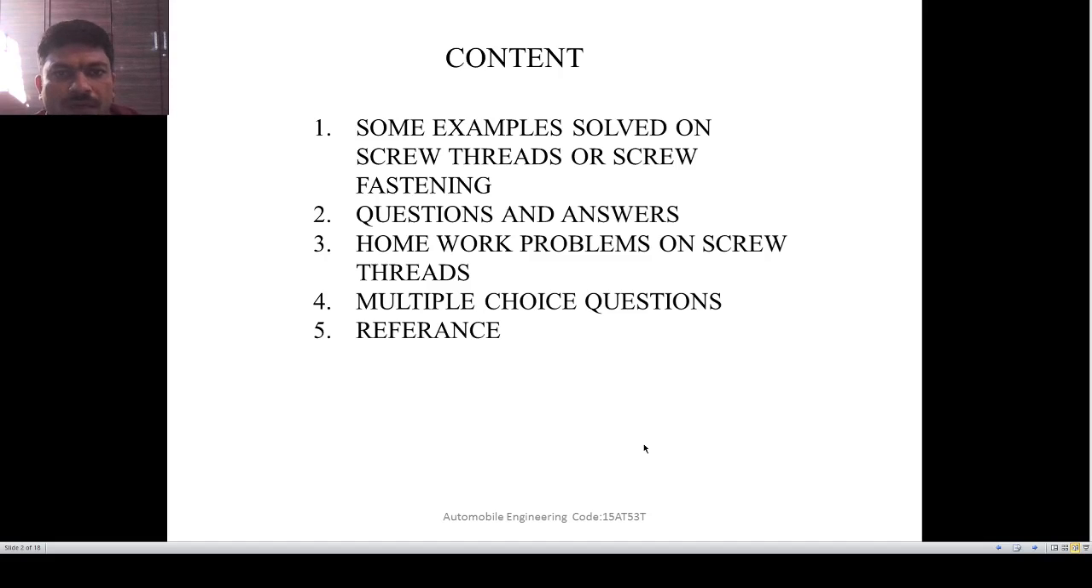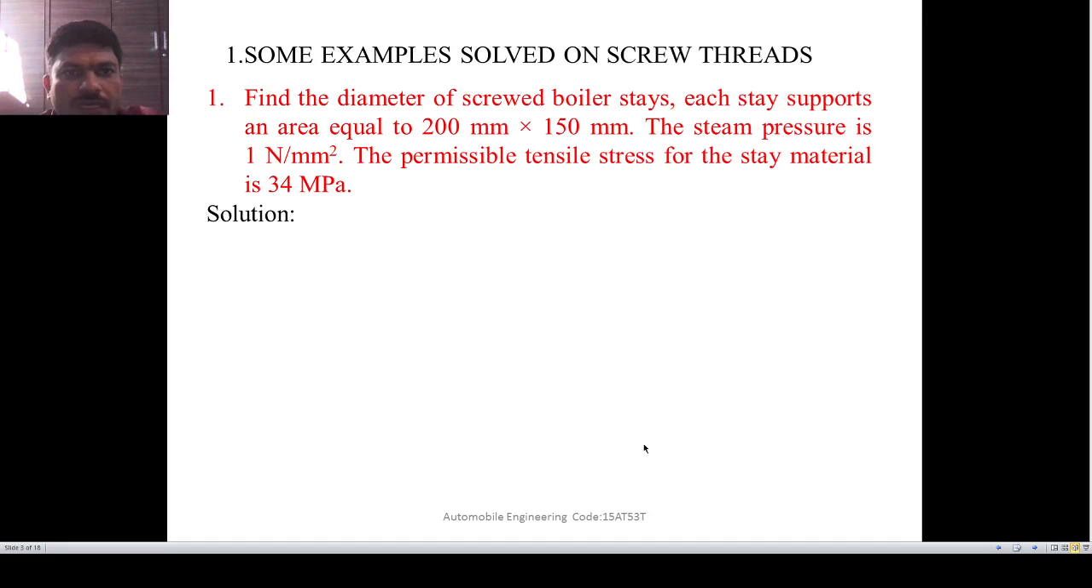Here in this session the content is like this: some examples we are solving, a question answer session, some homework problems and multiple choice questions, and finally some references. So let us begin with another type of problem.